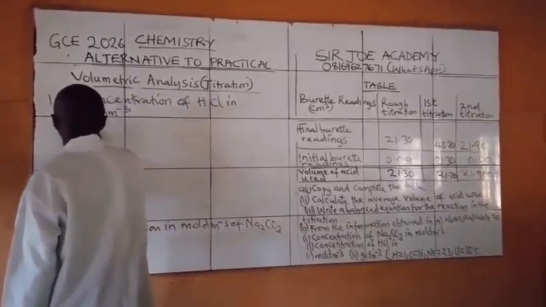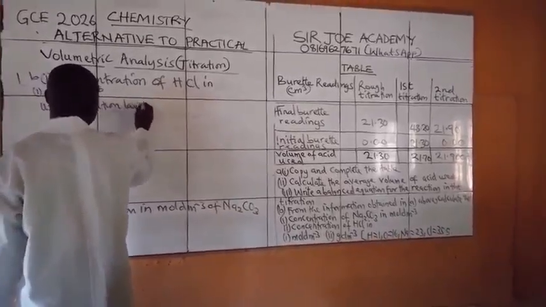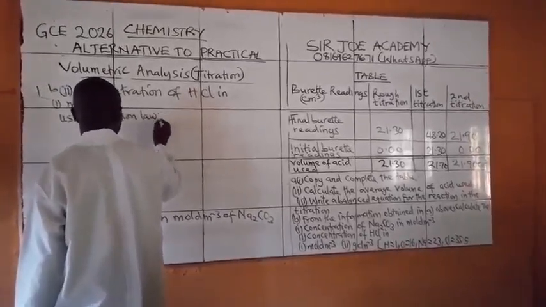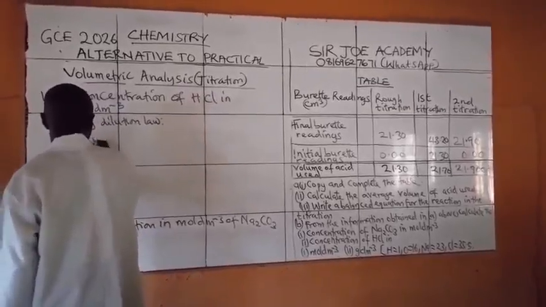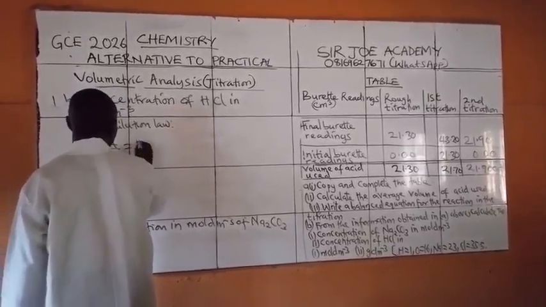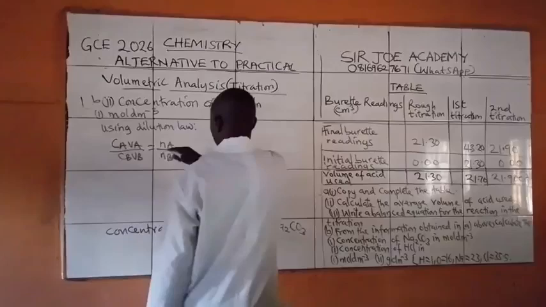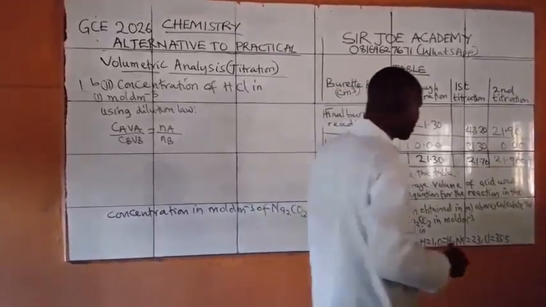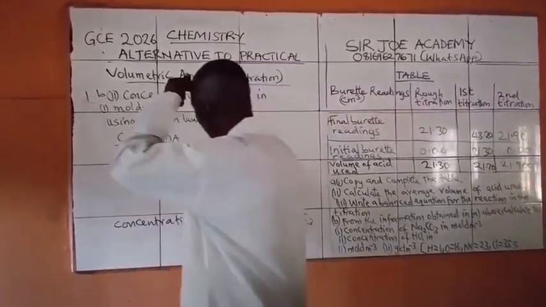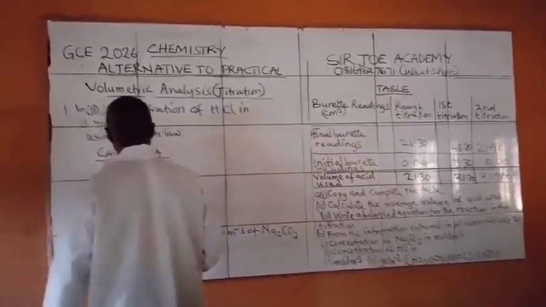So here we are using dilution law. That is CAVA over CBVB is equal to NA over NB. Look at the board very well. Dilution law, that's CAVA divided by CBVB equal to NA over NB.